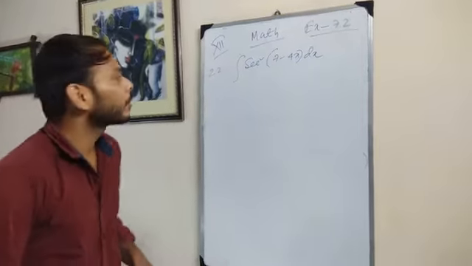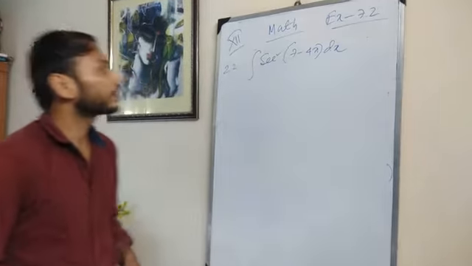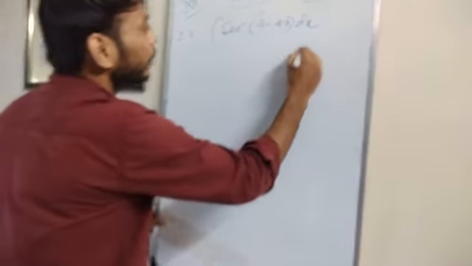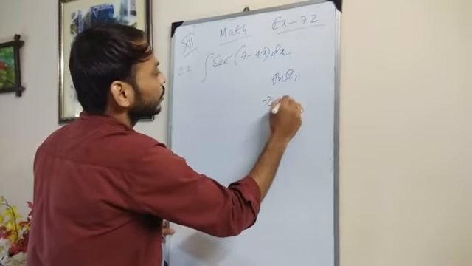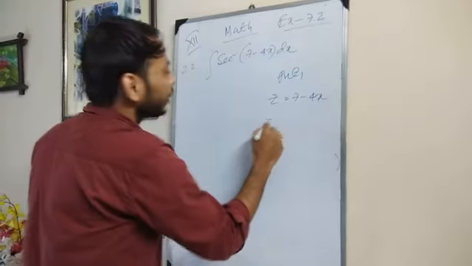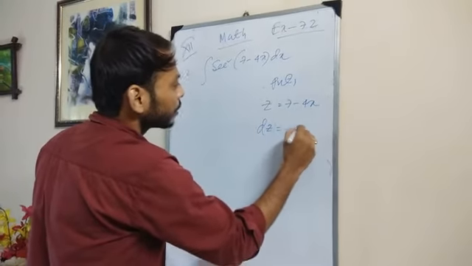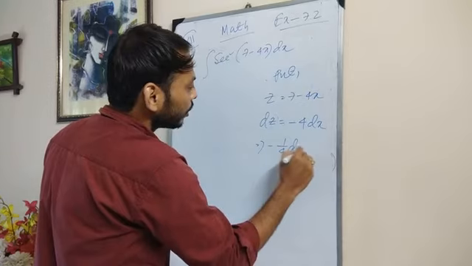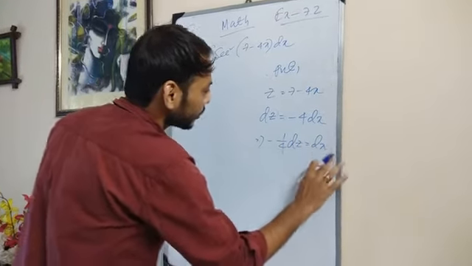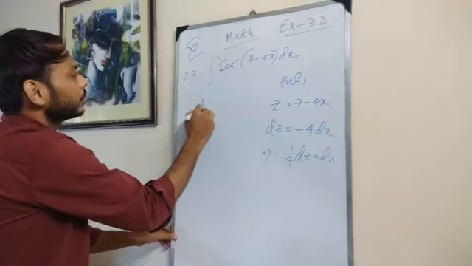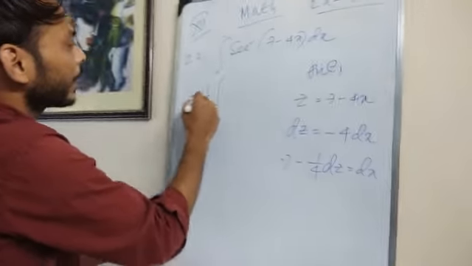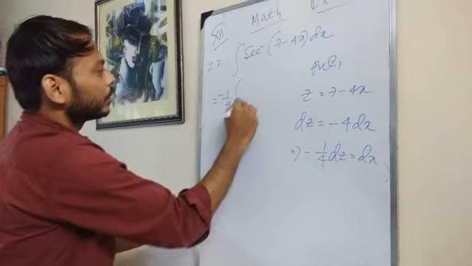So now coming back to the question number 22, it is integration sec square (7 minus 4x) dx. Here we will put z equals to 7 minus 4x. So after doing the differential we get dz equals to minus 4 dx. That means minus 1 by 4 dz equals to dx. So here I am putting, instead of dx it will be minus 1 by 4 dz. That means minus 1 by 4 sec square z dz.